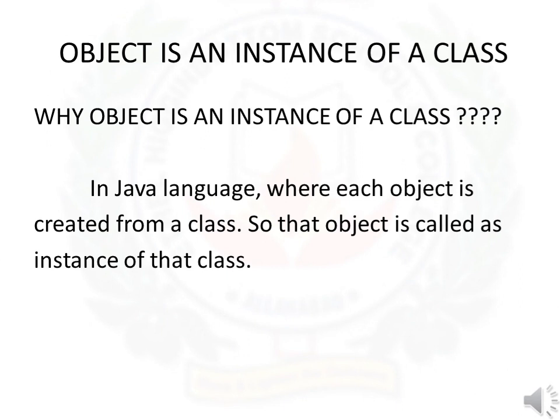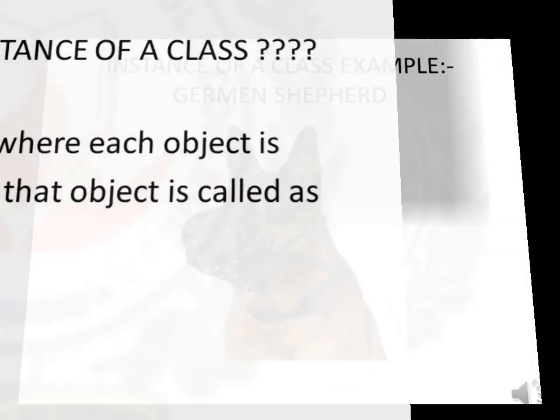The next is object is an instance of a class. Why we call object is an instance of a class. In Java language, each object is created from a class. So that object is called as the instance of that class. So whatever object created inside the class that belongs to that class only. So it is called as the instance of that class.